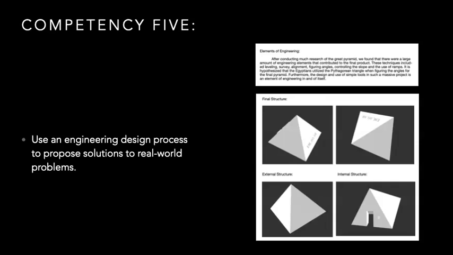Competency 5: use an engineering design process to propose solutions to real-world problems. The best evidence I have for that is the pyramid project that we did. I believe this to be evidence for that because the pyramids are a real-life thing, and we were able to recreate scale versions of them. So I've included screen grabs for that and the elements of engineering that we actually used for that project.